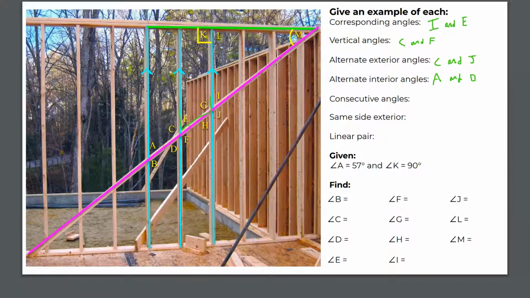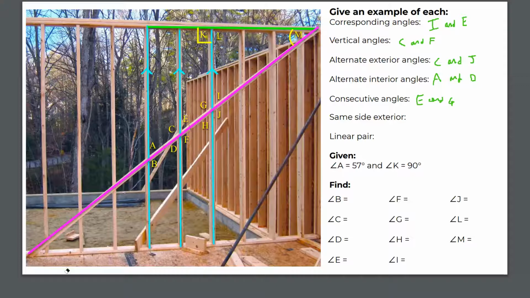Now, these are supplementary. They're going to add up to 180. And we like this consecutive angle relationship or same side interior, makes it a little easier to see, right? Because it's a very common relationship in the real world. B and G. Okay, next up.